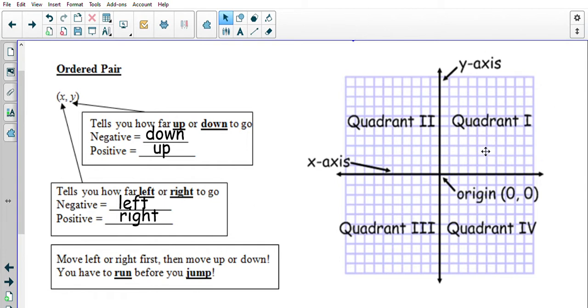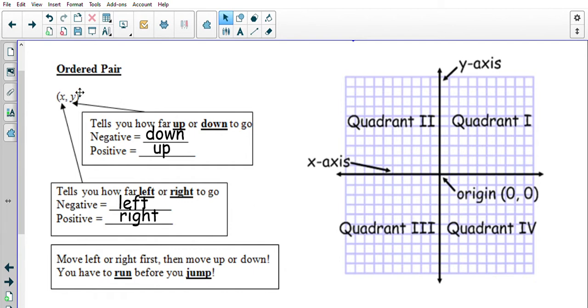We go counterclockwise. That can get a little bit tricky to remember. To identify our quadrants, we go counterclockwise. So quadrant 2 is in the top left-hand corner, quadrant 3 is in the bottom left-hand corner, and quadrant 4 is in the bottom right-hand corner. So again, we go counterclockwise. Anything that's on either the x or y axis is not technically in a quadrant. We'll talk about that in some of our examples.